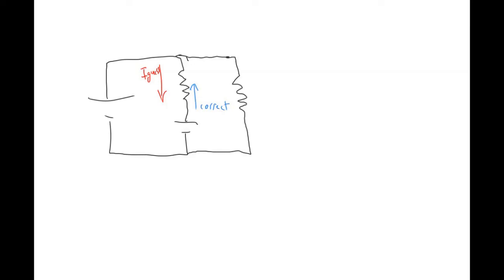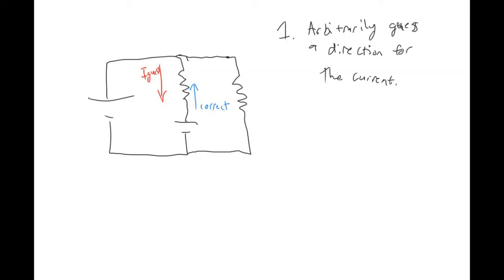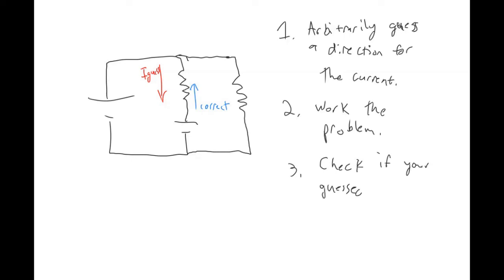And that's fine. So you arbitrarily guess a direction for your current. Then you work the problem, which is going to be a lot of algebra. And then at the end, you check if your guessed direction was correct. And if it's not, you just make a note about the correct direction.